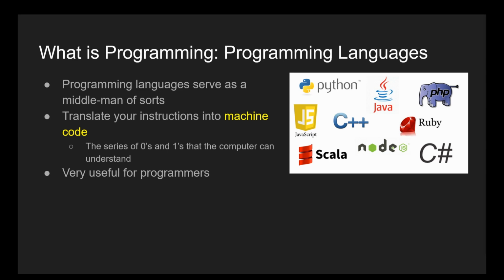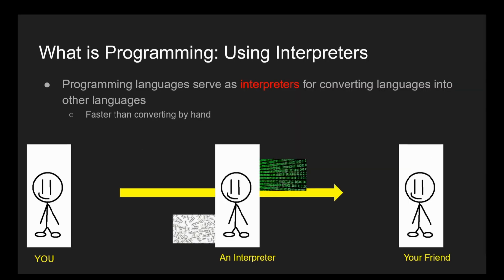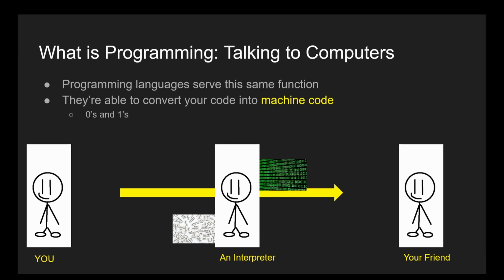Back to our Lego example, a programming language would be sort of like an interpreter that's able to take the instructions you give them in English and translate them into instructions your non-English speaking friend can understand. This makes programming languages extremely useful and the backbone of almost any good program. Think of programming languages as not English and not machine code, but somewhere in the middle.